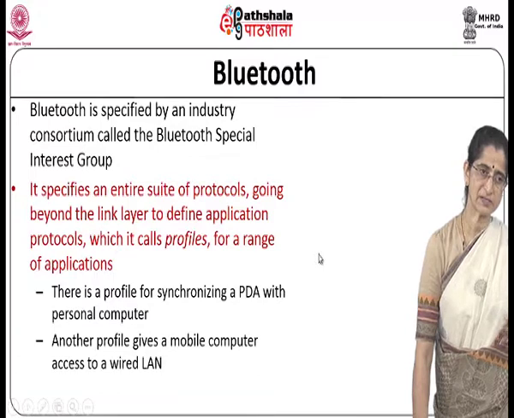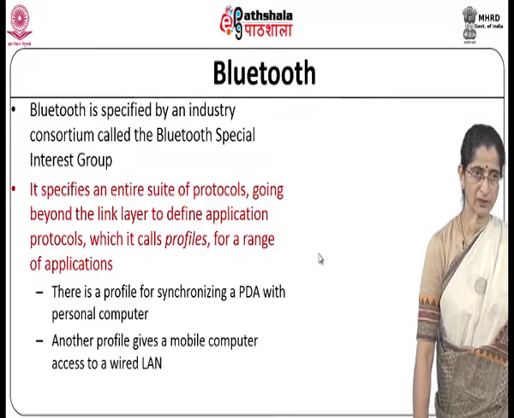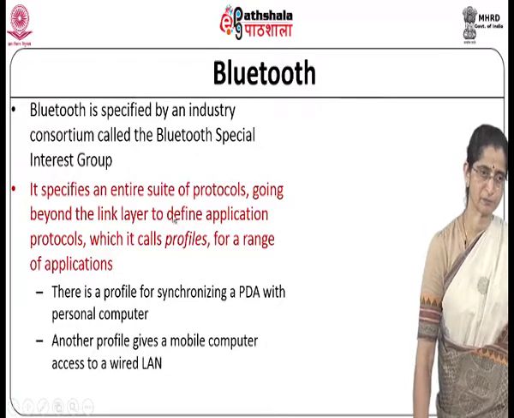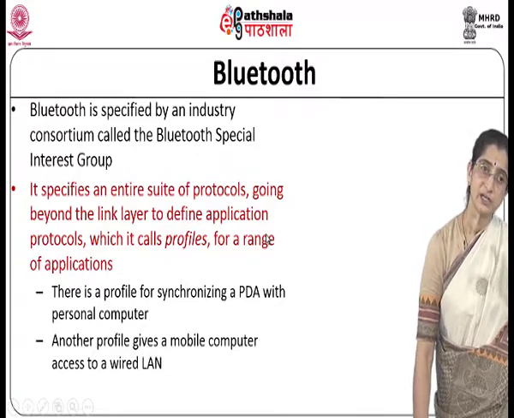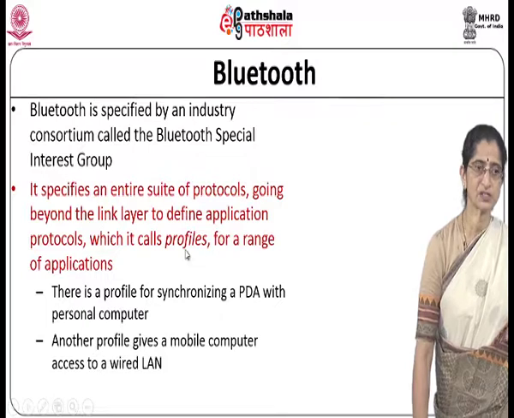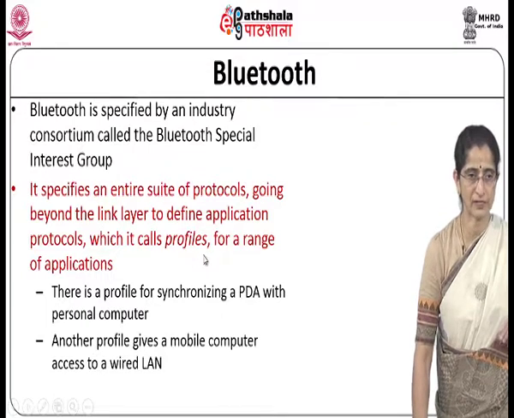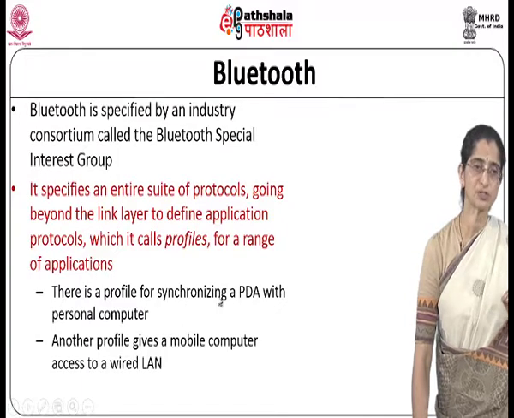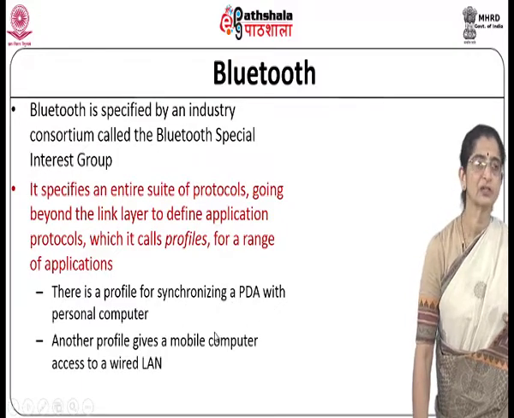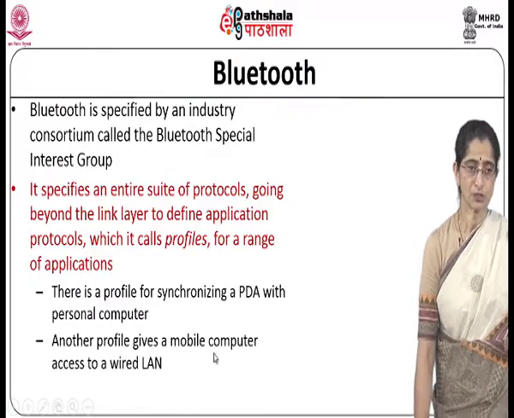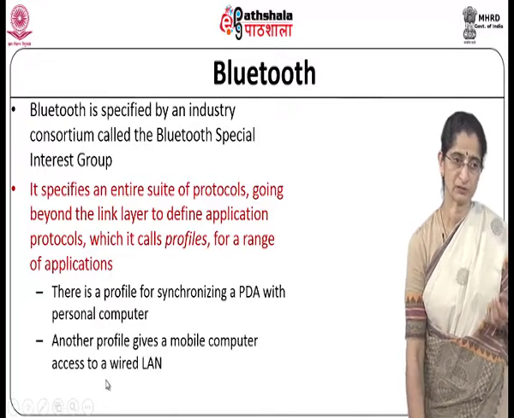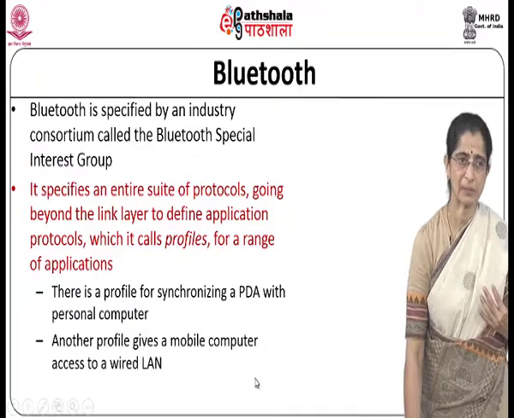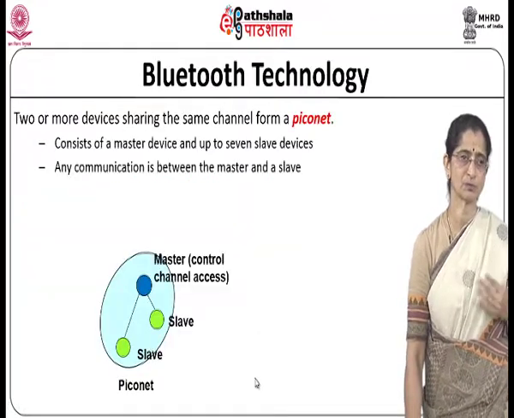And what they specify is not just a layer 2 kind of mechanism or link layer mechanism, but an entire suite of protocols, including application protocols which they refer to as application profiles. These application profiles, for instance, could specify how to synchronize a PDA with a personal computer, or you could have another profile which talks about how to connect a mobile computer with a wired LAN and so on. So, you have different application profiles which are specified as part of Bluetooth.